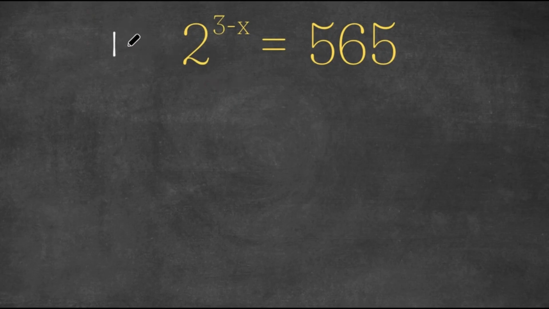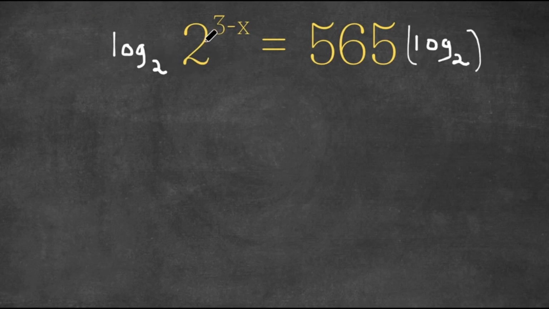So if I take the log of base 2 on both sides, then these two would cancel out because the log is the inverse of the exponent. So on our left-hand side, I would simply have 3 minus x. And on the right-hand side, I would have log base 2 of 565.